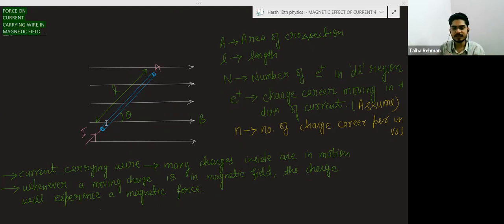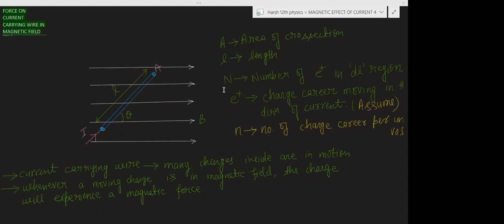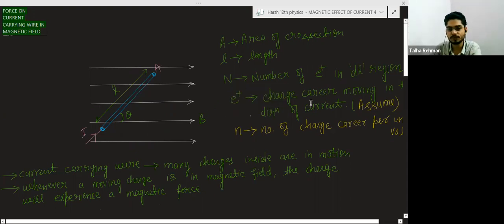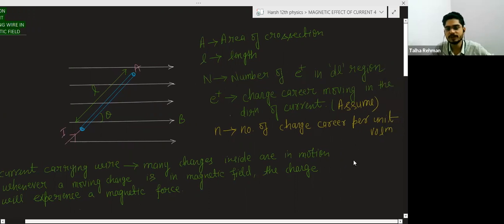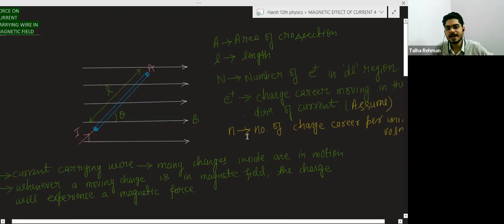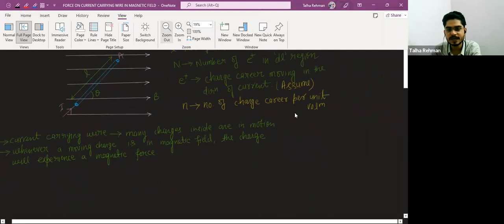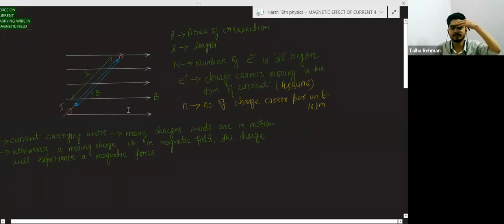Now I am assuming that there are positively charged carriers in this wire, and the charge on those carriers is equal to the charge on an electron, represented by e positive. Why I am doing this, you will get to know. So e positive represents the charge carrier moving in the direction of current. I have assumed that. And n represents the number of charge carriers per unit volume. Means in the unit volume of this conductor, small n number of charge carriers are there.